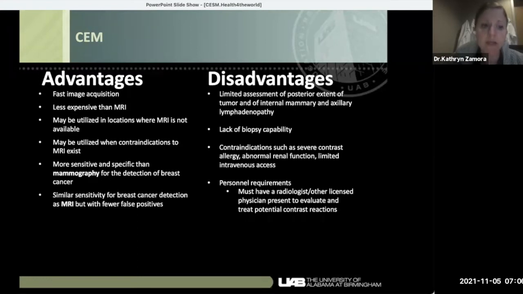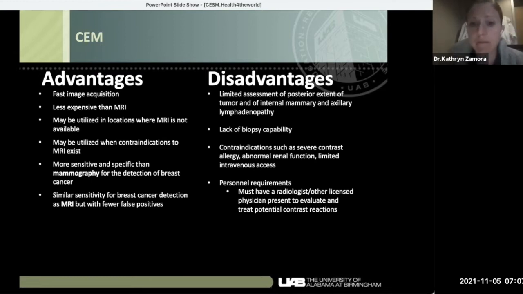Additional advantages, it's more sensitive and specific than mammography for the detection of breast cancer since it is a contrast-enhanced examination. And also, as we discussed, it has a similar sensitivity for breast cancer detection as MRI, but fewer false positives. Disadvantages of contrast-enhanced mammography.